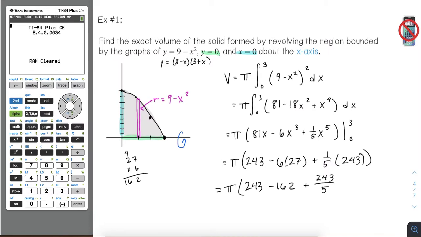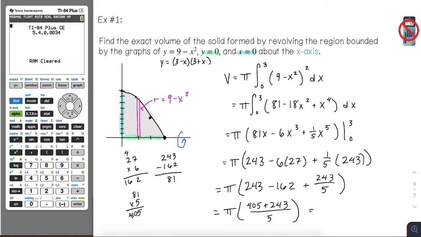Okay, so let's see. I got 243 minus 162. Okay, that's going to be 81. And then I'm going to make that a fraction over 5. That's 405, plus 243 over 5. So that is going to be 648 pi all over 5.